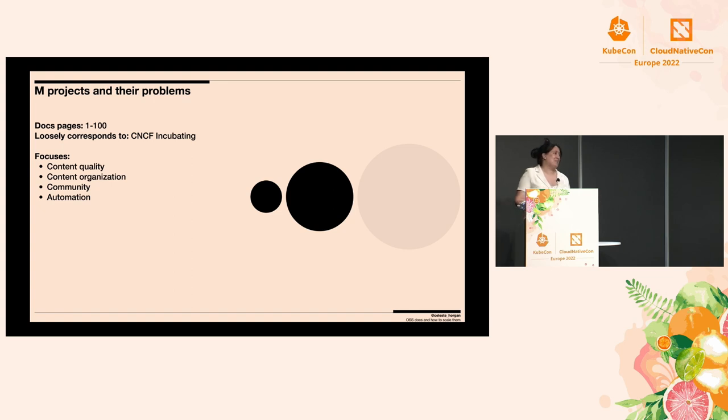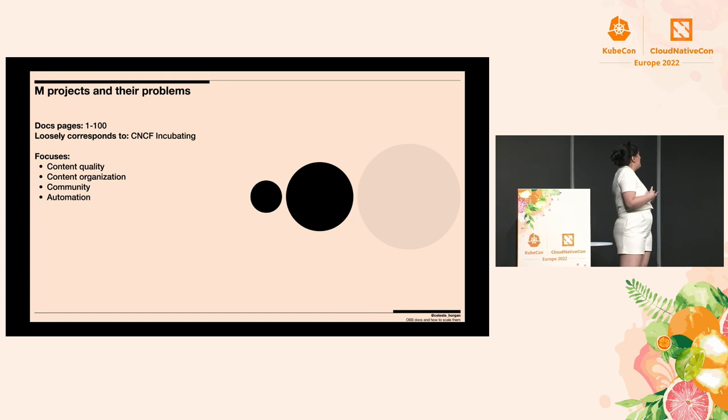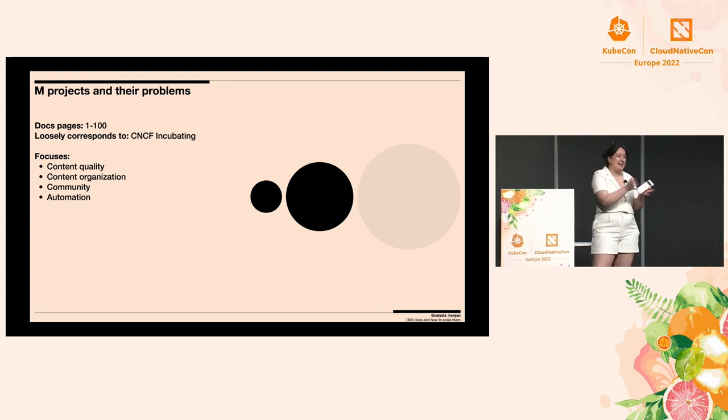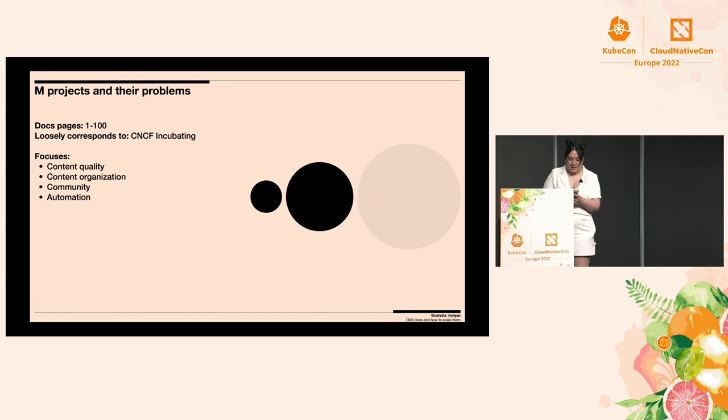Medium-sized projects and their problems. So you can think of a medium-sized project as having maybe 1 to 100 documentation pages, or maybe they've just got more maintainers. It's a little fuzzy. This loosely corresponds to the CNCF incubating stage of projects. At this point, projects start to care a lot about content quality, about content organization. They start to think about community, and they start, I'm watching you, engineers, you can start to think about automation, but don't get excited.